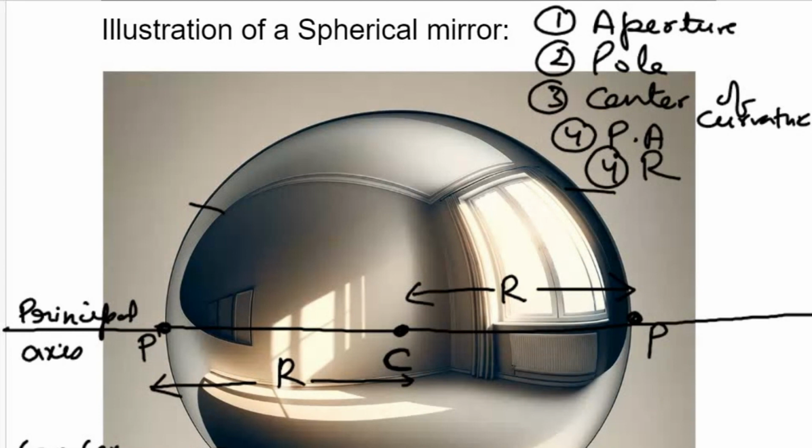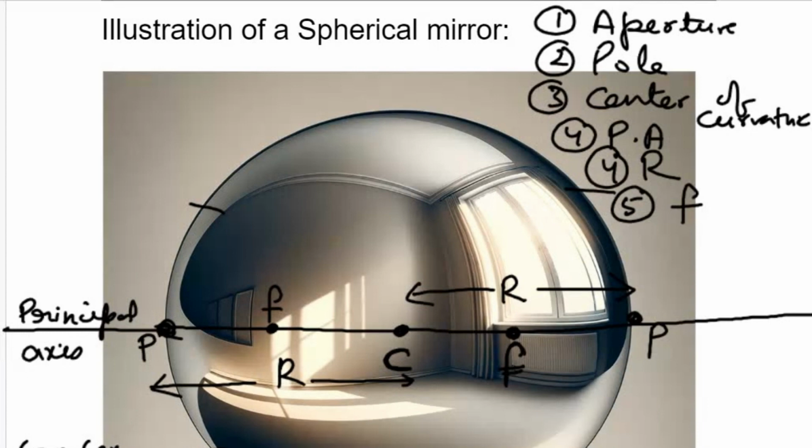Then there is something called principal focus, followed by focal length. So what is principal focus? Principal focus is a point that lies halfway between the center of curvature and pole. So principal focus is the midpoint of the line joining the pole of the mirror and center of curvature.